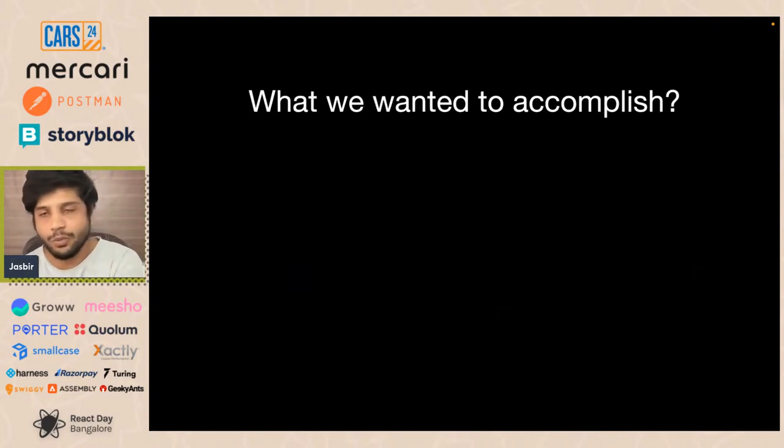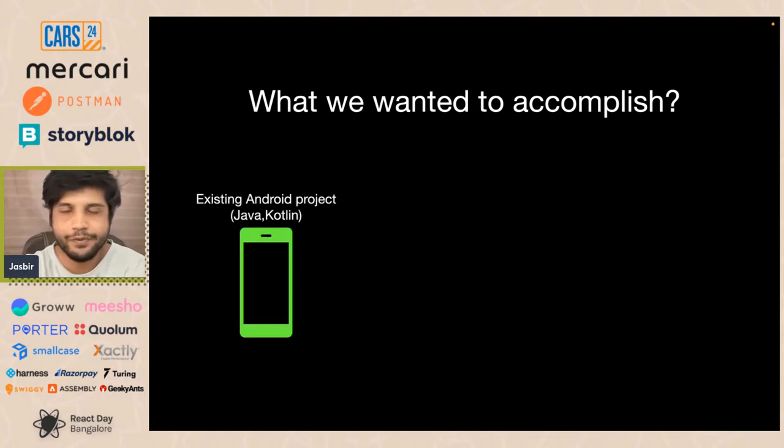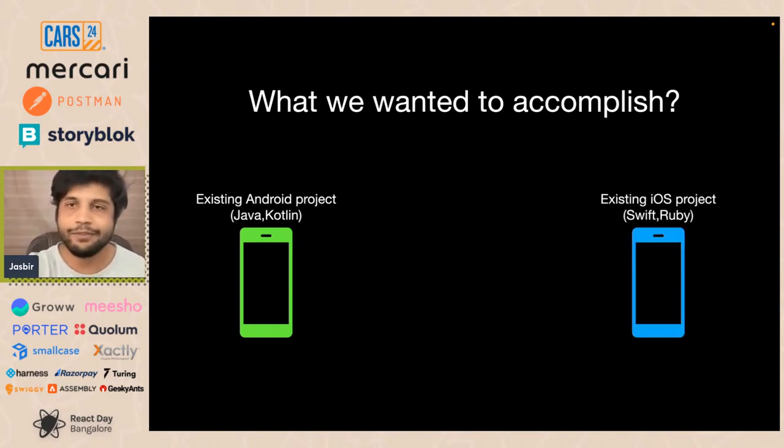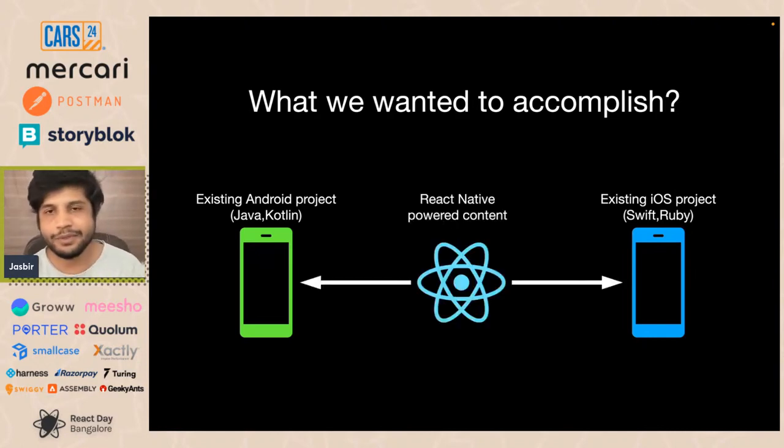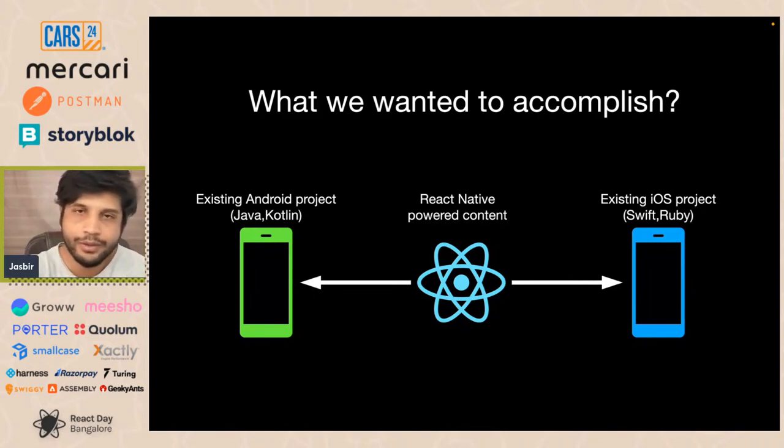I'll first talk about what we were trying to accomplish with this. We have an existing native Android app, which is written in Java and Kotlin. And then we have an existing iOS app, which is written in Swift and Ruby. What we wanted to do is to have some React Native powered content, which would work on both these platforms. This is standard, this is what React Native does essentially. The only difference here is that we had existing Android and iOS projects.